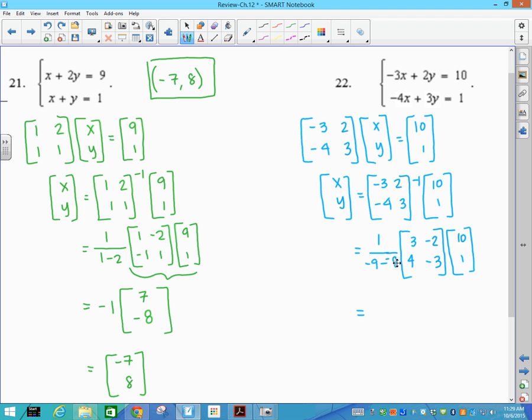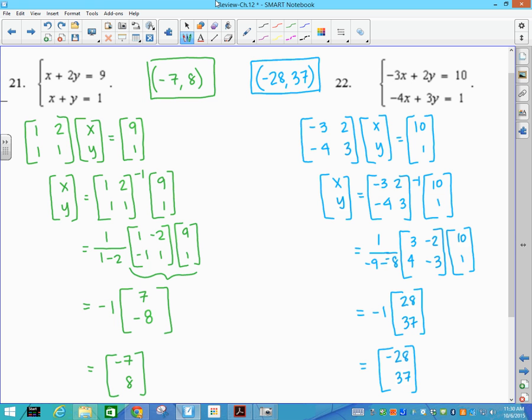So negative 9 plus 8 is again negative 1, so we have that negative 1 going through here again. 30 minus 2 is 28, and 40 minus 3 is 37. So when I take that through, I end up with negative 28 and positive 37. So when I write that ordered pair, it's going to be negative 28 and positive 37.